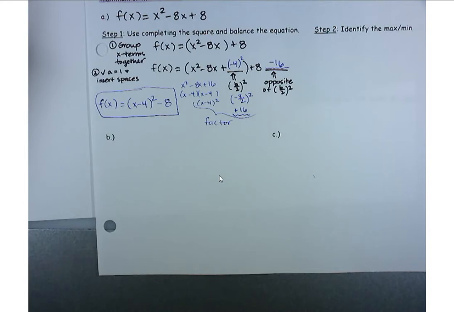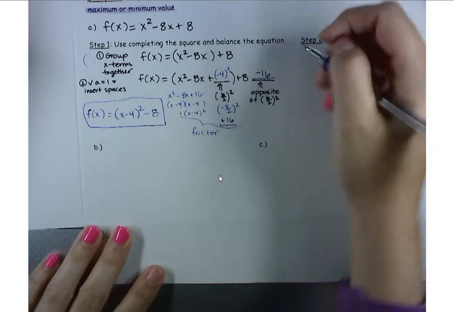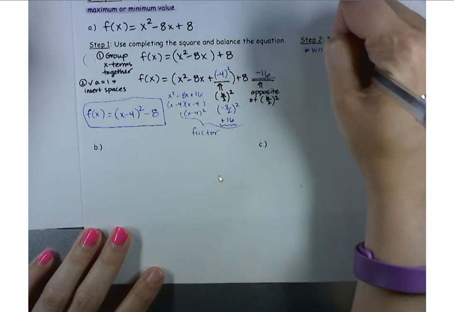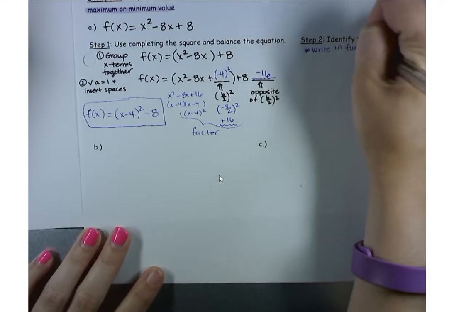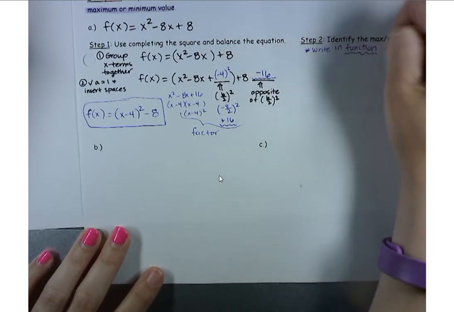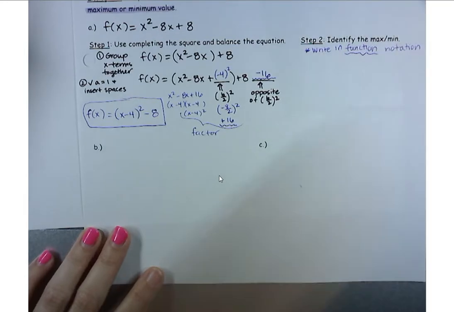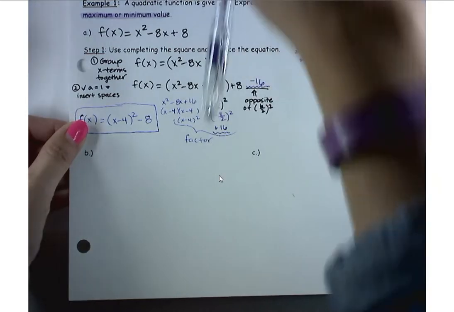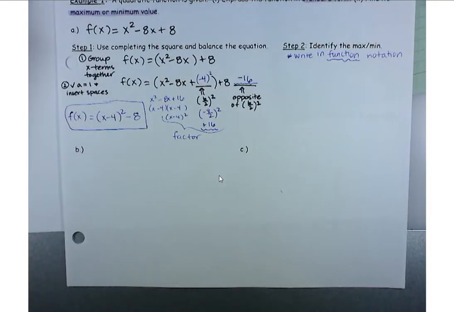And then for step 2, we're going to identify the maximum and the minimum. What we're going to do is write this in function notation. Normally when something's written in function notation, it's like f of x, right? So we're going to have f of a number equals our min or max. So let's determine if it's a min or max.